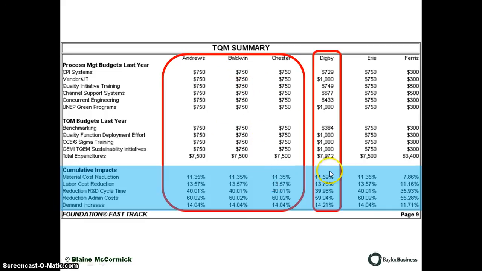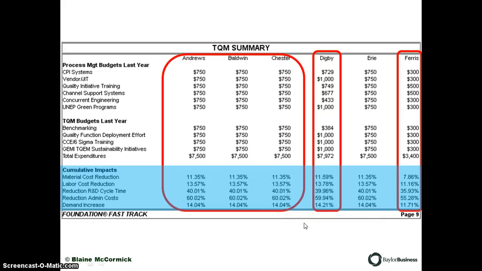Digby spent more, and you can see they have more demand increase and some different reductions here. They reduced cycle time on R&D a little more here. And Ferris spent a lot less, and you can see they have a lot less material cost reduction and a lot less demand increase there. And so the more you spend, the better the impact. The less you spend, the worse the impact. So that's the end of page 9.